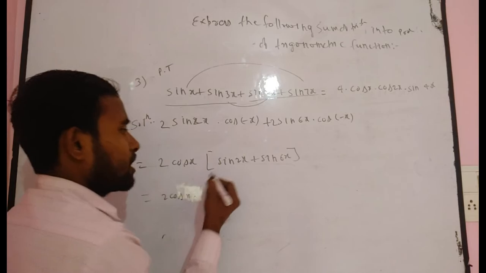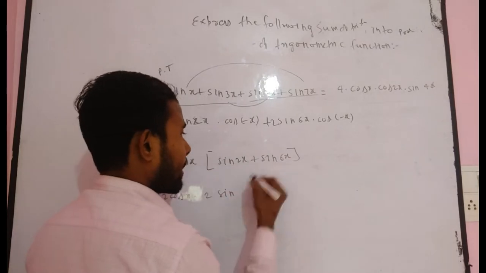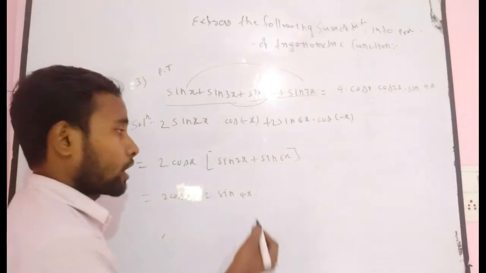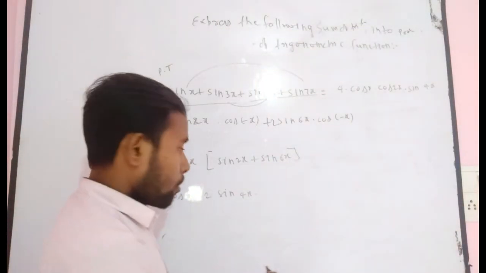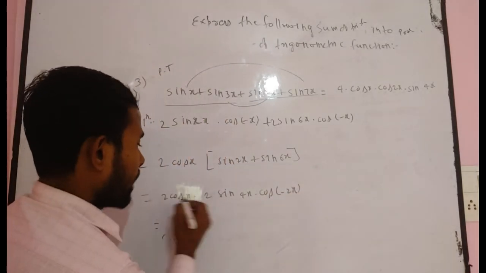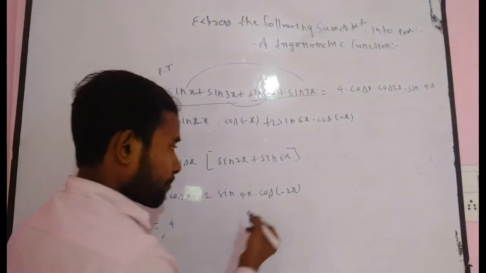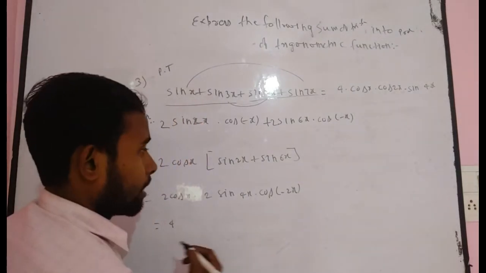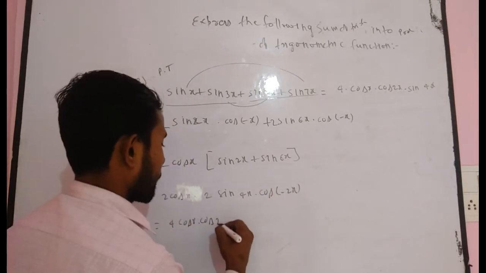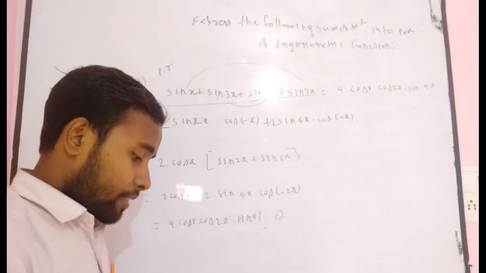2 cos x into, as you know, sin c plus sin d is equal to what? 2 times sin c plus d by 2, that means 2x plus 6x divided by 2, that means 4x, into cos c minus d by 2, that means 2x minus 6x divided by 2, that means cos minus 2x. Now finally you get 2 times 2, that will be 4, and cos minus theta is equal to cos theta, so you can remove it and simply write 4 times cos x into cos 2x into sin 4x. It is your final answer. Now we take the next example.